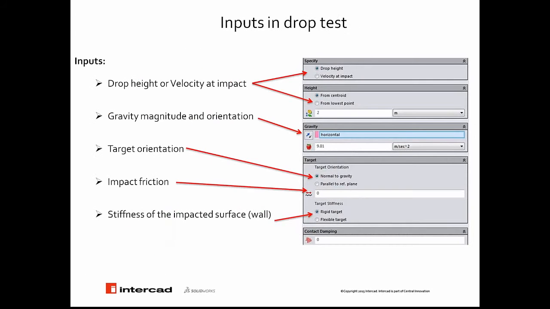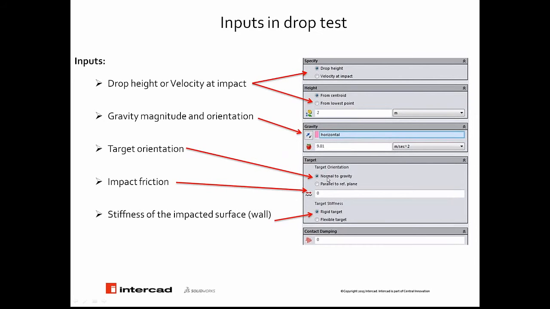To have a very quick overview of the inputs in drop test, you can consider either a drop height or a velocity at impact. Then you should specify the velocity magnitude or drop height here. Then you provide the gravity magnitude and orientation to the software. And then you specify the target orientation.